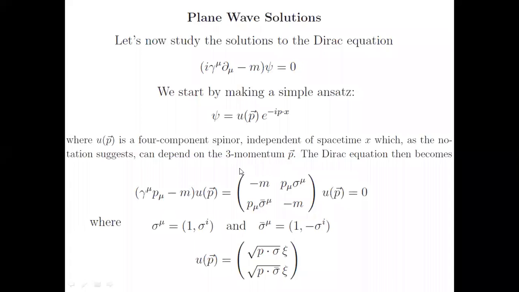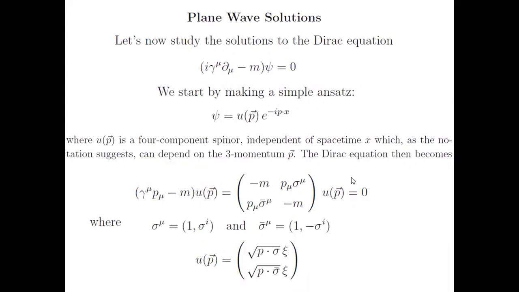Now this equation has a solution. The solution is of this form. I am not giving the proofs, because if I give the proofs, I will not be able to finish the talk. This root of p dot sigma is basically the positive square root of the eigenvalues of these matrices, and the xi's are simply 2-component spinors.